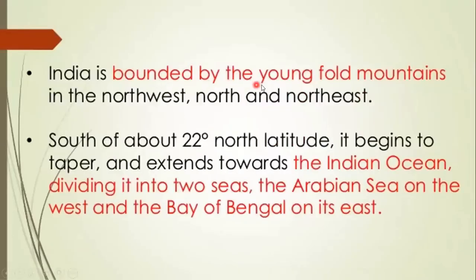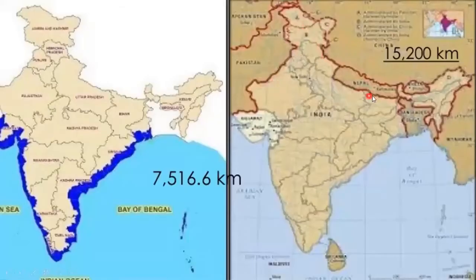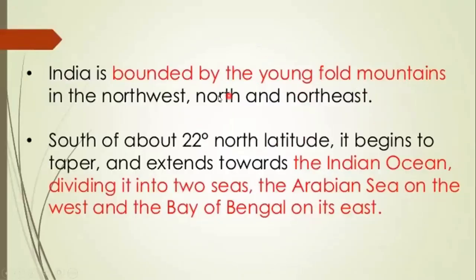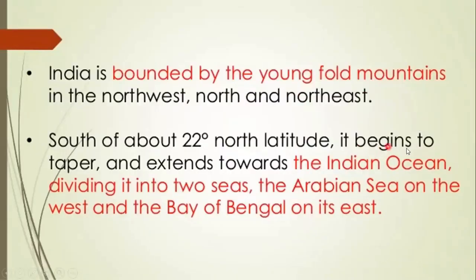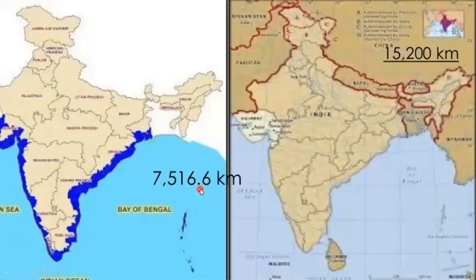So what do we have in India? Over here we have some mountains. India is bounded by the Himalayan mountains in the northwest, north and northeast, and south of about 22 degrees, around here, it begins to taper and extend towards the Indian Ocean, dividing it into two seas. This entire thing is the Indian Ocean. Because we are tapering down, we are dividing this into two parts. Here we have the Arabian Sea, and here we have the Bay of Bengal.